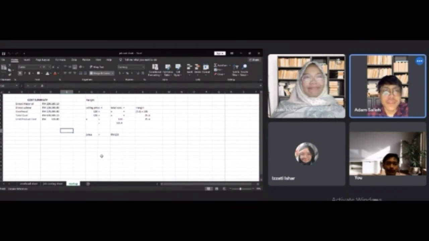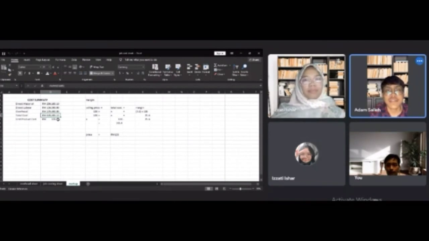Alright, for the cost summary, for the direct material, 256,189.1 ringgit, and then for the direct labor, 104,000 ringgit. Next, overhead 279,800 ringgit. For the total cost, 639,989.1 ringgit. Plus the unit product cost is at 120.